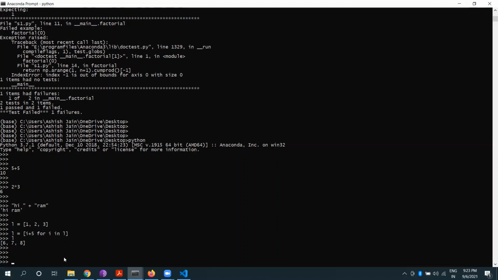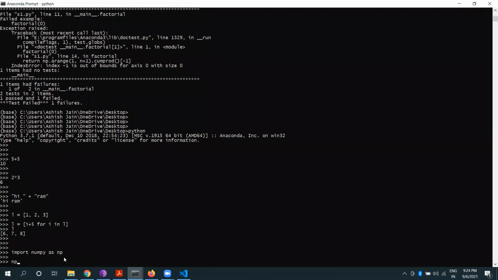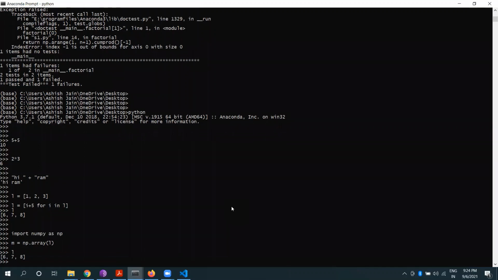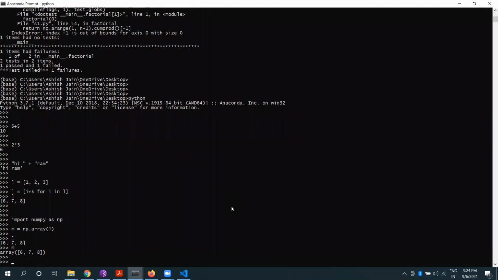Now, what if we want to make it simple? NumPy is a numerical Python package that makes it simple. It has a class. Because our L does not have any string object, we can create a NumPy array from it. The way to do it is M = np.array(L). We have modified L basically, and M is an array.